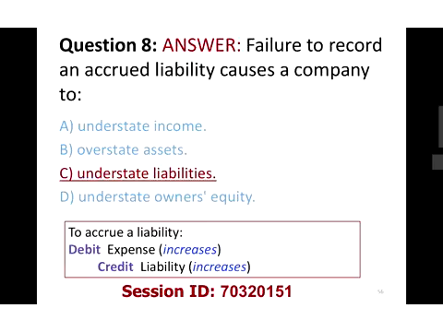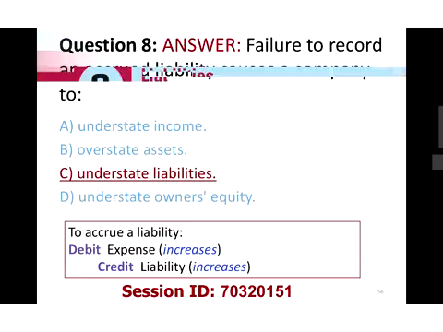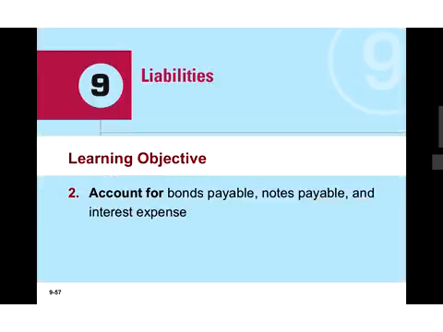Okay. That understates liabilities because we don't make the entry. We've understated the liability. Because the entry would increase liabilities, so if we don't make it, we're too low. Okay, so now we're moving on to long-term liabilities, the bonds payable. So we're going to talk about bonds.